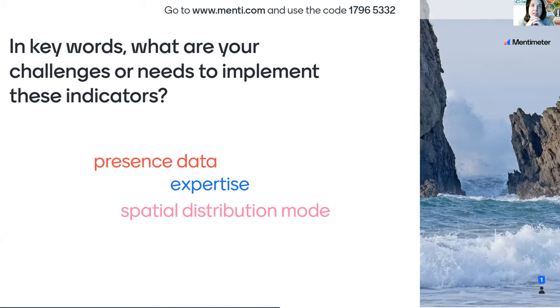So again, the Mentimeter question now, this is a sort of a word cloud question. In keywords, what are your challenges or needs to implement the genetic diversity indicators? So you have, I think, three options you can fill in. If you agree with something you already see on the screen, you can sort of vote for that word too. And we might see if that's a common concern for many people.